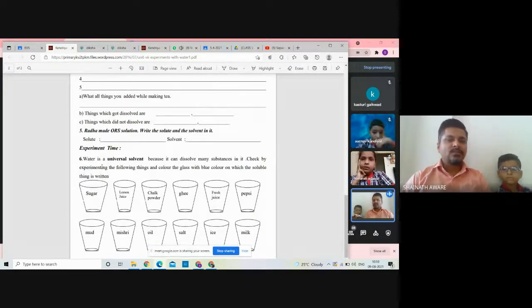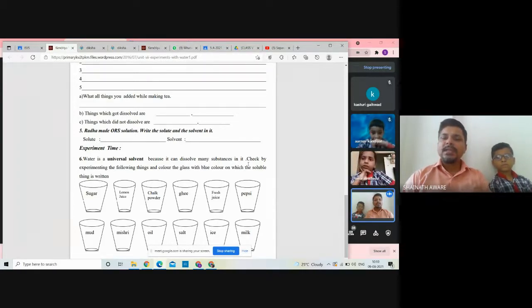Just as I discussed, water is a universal solvent because it can dissolve many substances. So many substances can dissolve and decompose in water. Check by experimenting with the following things, and color the glass with blue water on which the soluble thing is written.